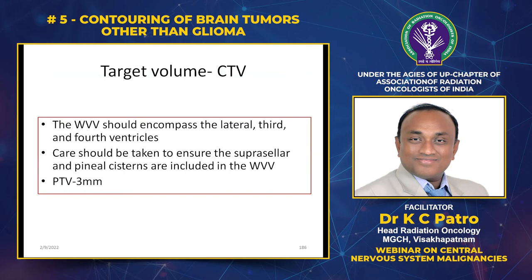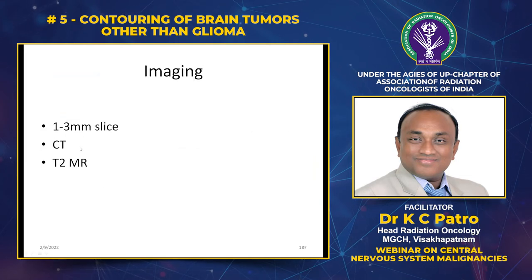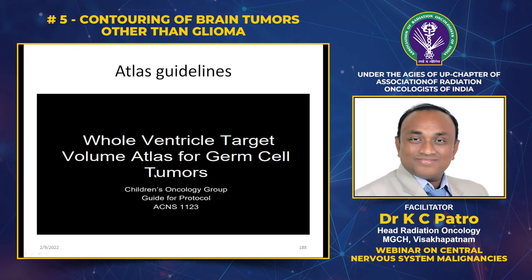Care should be taken to ensure the suprasellar and pineal cisterns are included in the whole ventricular radiotherapy and PTV 3 mm. So you have to do imaging with 1 and 3 mm slices, you do the CT scan, you do the T2 MR. This atlas is available freely on the net. You can go for this ACNS 1123 guideline.